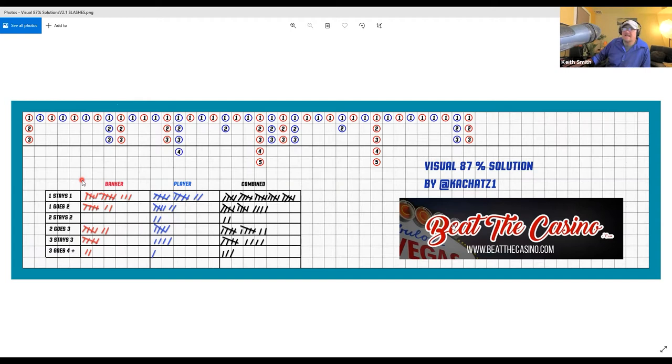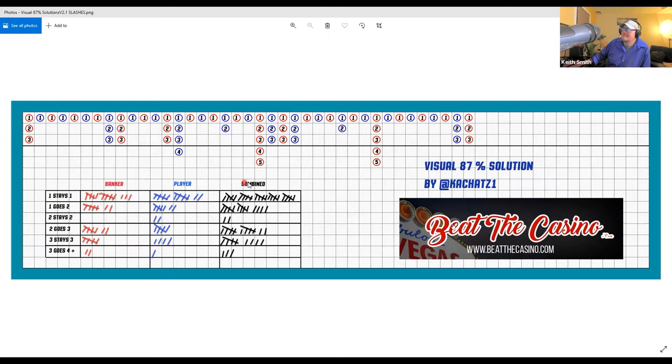So the first line of the chart there is as one stays one. I've got the cursor on it there. We've got a separate one for the banker and a separate one for the player, which we have to do. You have to play these games; it's like two games in one. And then we have combined, because sometimes the combined is going to really give you the clue.